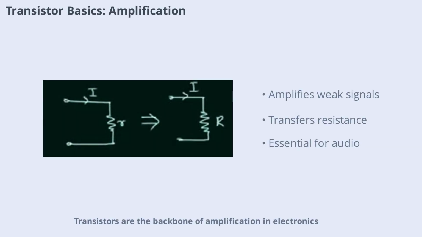Transistors are the backbone of amplification in electronics. The basic principle involves transferring resistance from input to output. When the input is forward biased, resistance is low, allowing current to flow easily. The output is reverse biased, resulting in high resistance and a larger voltage. The same current flows through both input and output, but the output voltage is much higher, enabling amplification. This process makes transistors essential for boosting weak signals in audio, radio, and other applications.